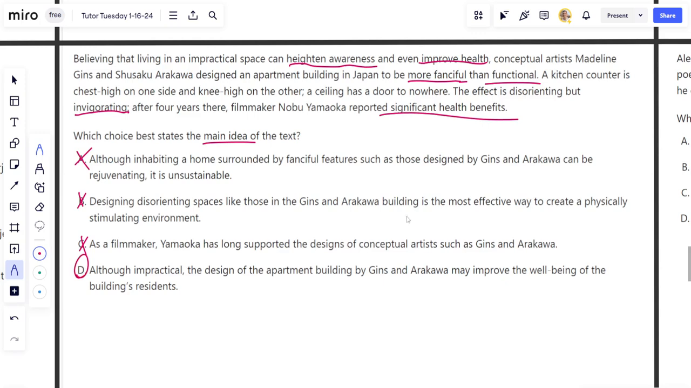D is our last answer choice, so we're going to go with D. Although impractical, the design of the apartment building by Jins and Arakawa may improve the well-being of the building's residents. That makes sense, right? The effect is invigorating, and after 4 years, you can see significant health benefits. So it definitely can improve the well-being of the residents.